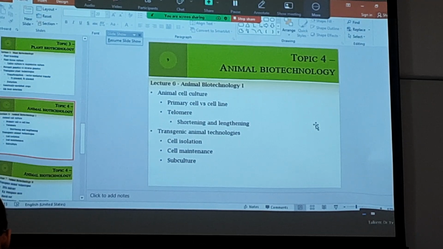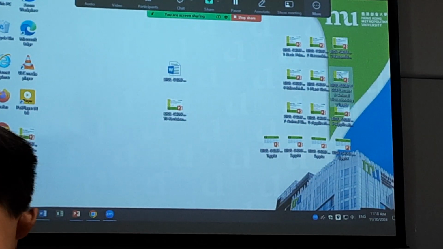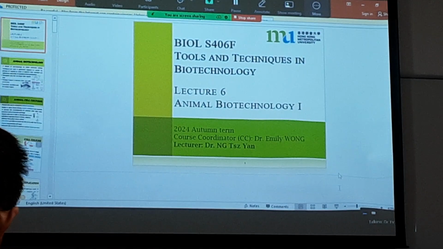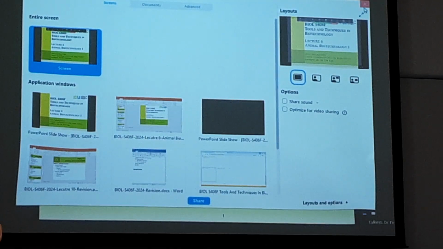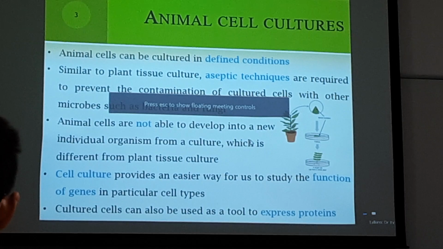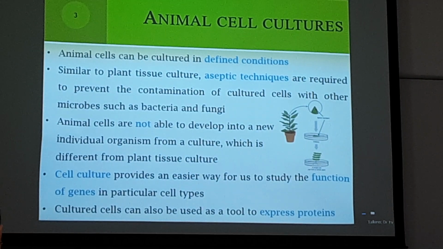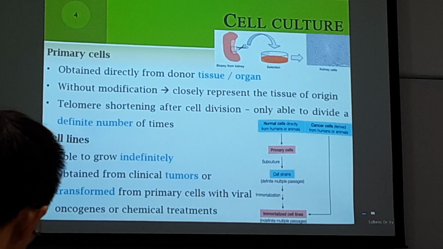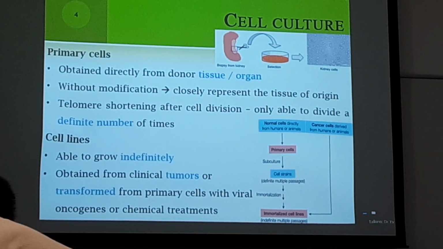Animal, the last one, animal biotechnology. So similar structure, we start with how to culture the animal cell. But of course, now this is animal cell, so the culturing method will be different. So they are not totipotent. They cannot just grow a whole new baby from a single cell. So everything is a bit different here.